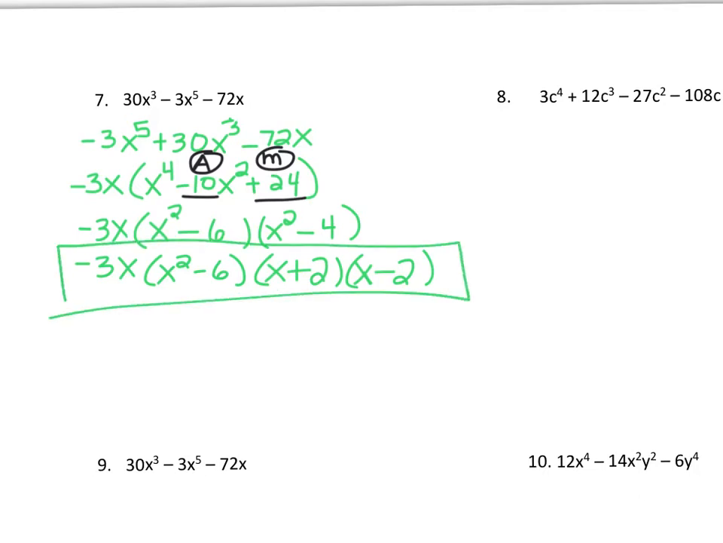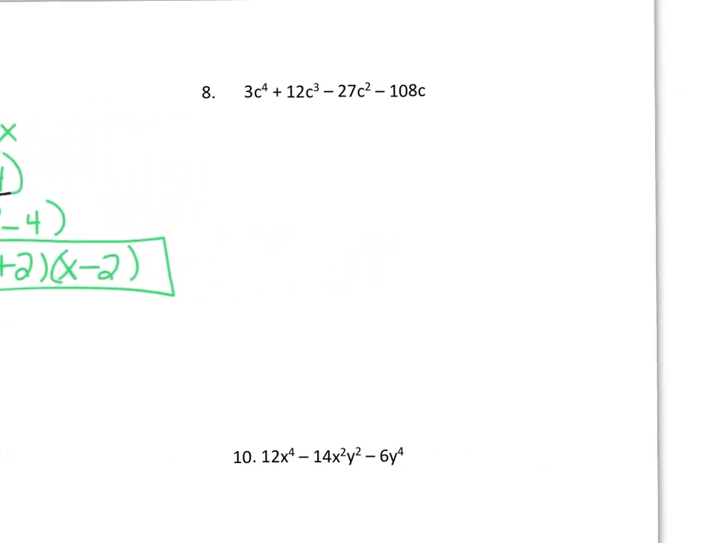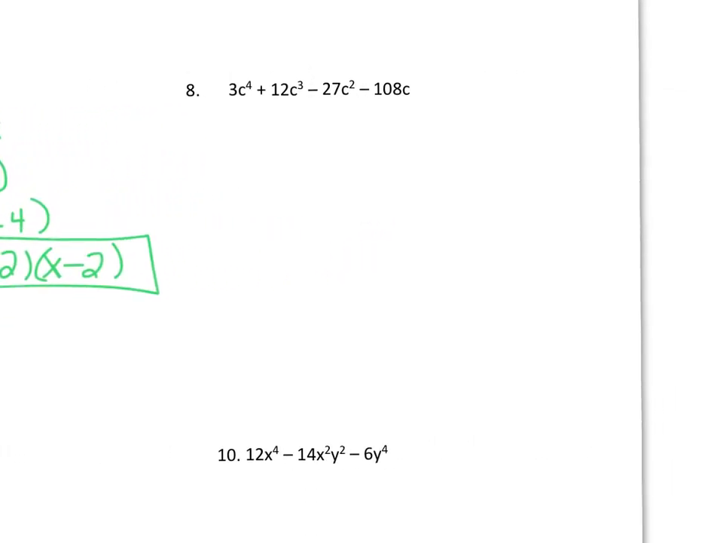All right, so let's take a look at number 8. Number 8 has 4 terms. And if I look ahead, I see that we have c to the 4th, c cubed, c squared, and then c. So our exponents are going in descending order, in the order we'd like them to be in. So now let's look. If we have 4 terms, we know we're going to be doing grouping. But if you look ahead, look at this.